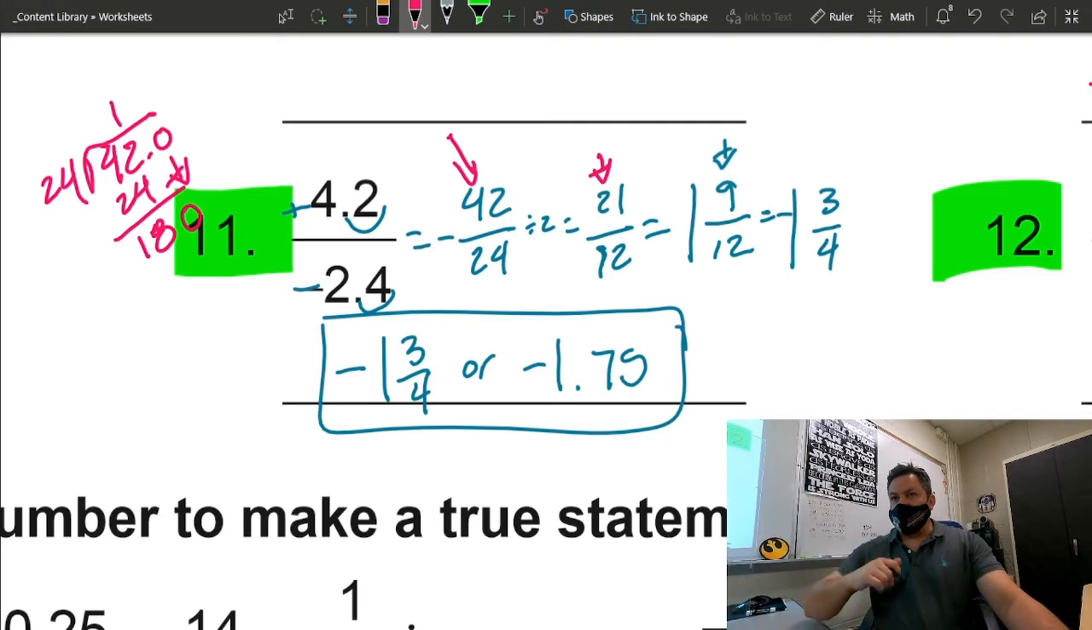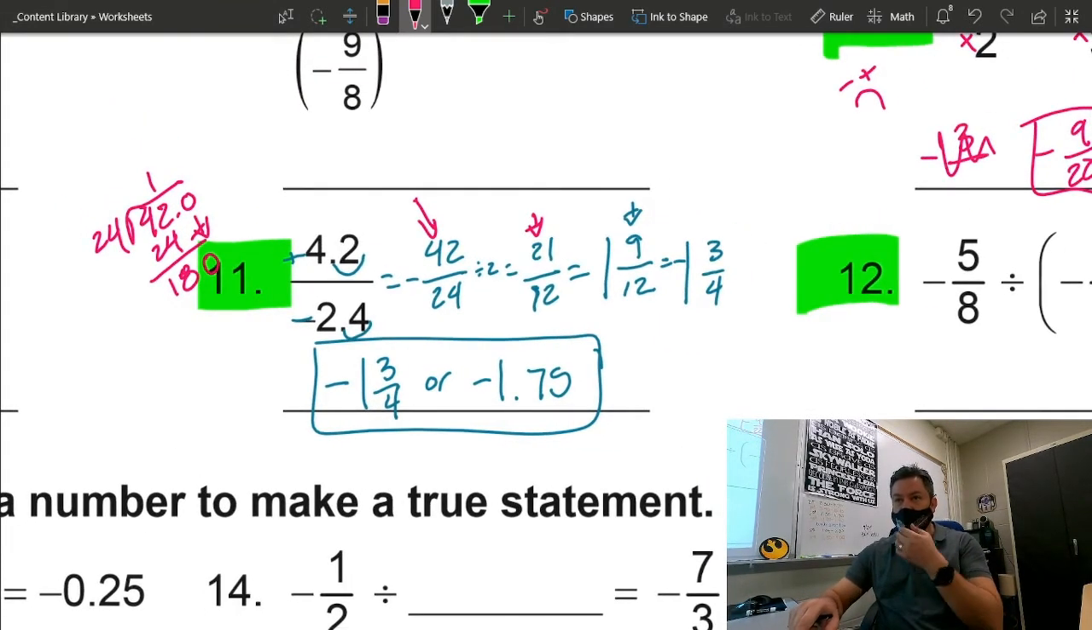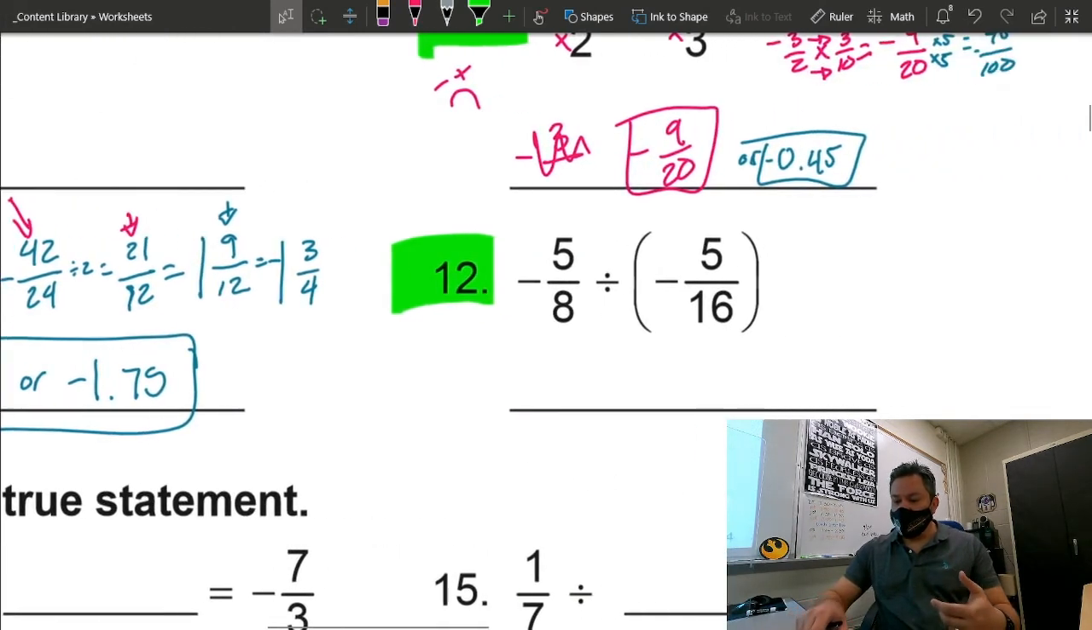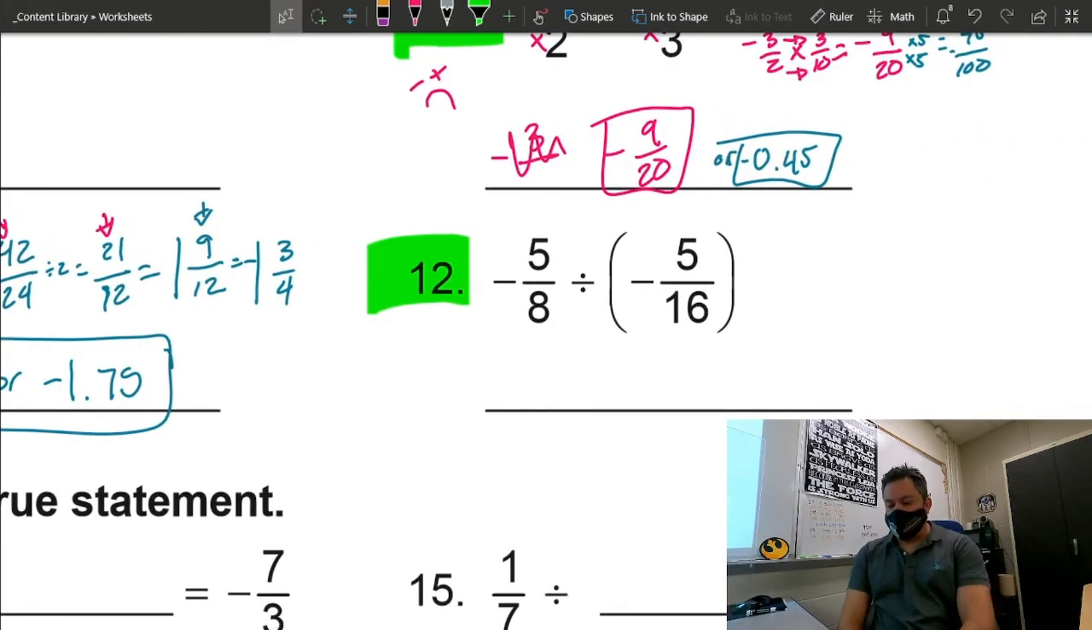We're going to come back to that at the end of the video, okay? So stay tuned for the end of the video. I'm not going to do the long division for this one. I'm going to show you how to convert any mixed number into a decimal. I mean, any fraction into a mixed number. Number 12. Number 12.